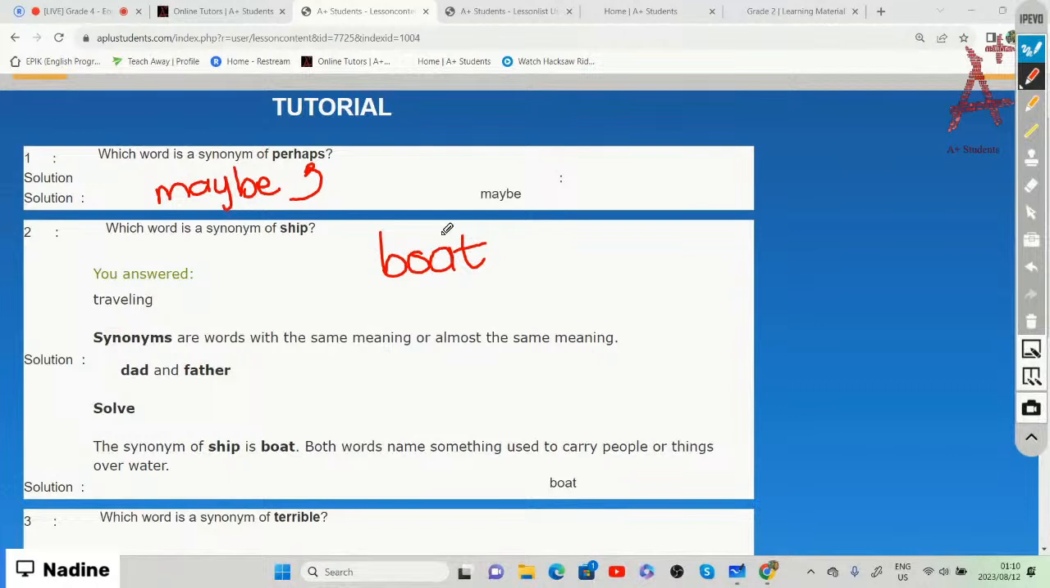So a ship and a boat. A ship is way bigger than a boat, or a boat is smaller than a ship. However, a boat and a ship are used to carry people or things over water. It is a form of water transport.